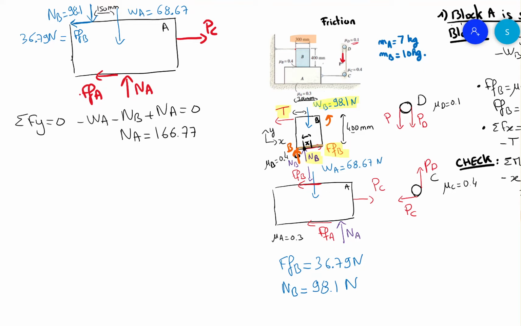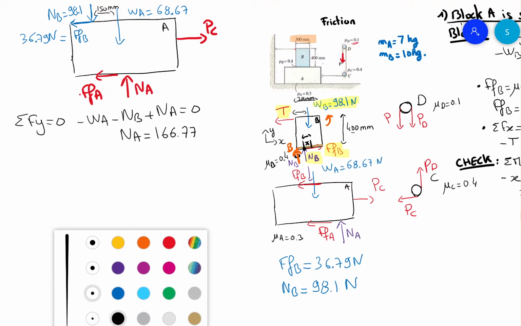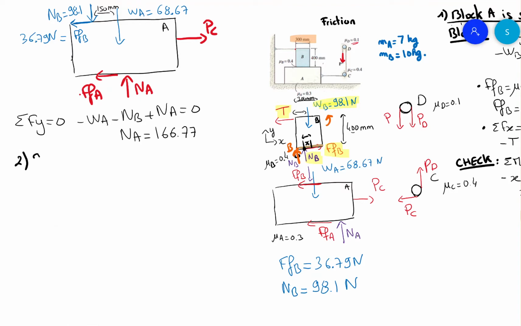Now, let's do the force of friction. Let's assume it's slipping. Slipping block, that's block A. Block A is slipping on the ground.